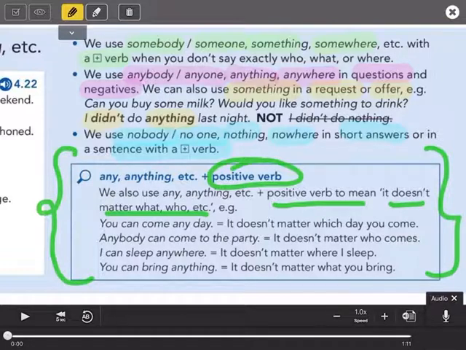So when we use any in a positive sentence, the meaning is very specific. It doesn't matter who, it doesn't matter what, it doesn't matter when, it doesn't matter where. Okay? So we can use any in positive sentences, but the meaning is very specific, ¿no? So si ponemos any en una frase afirmativa, pues entonces coge un significado muy particular. Okay?